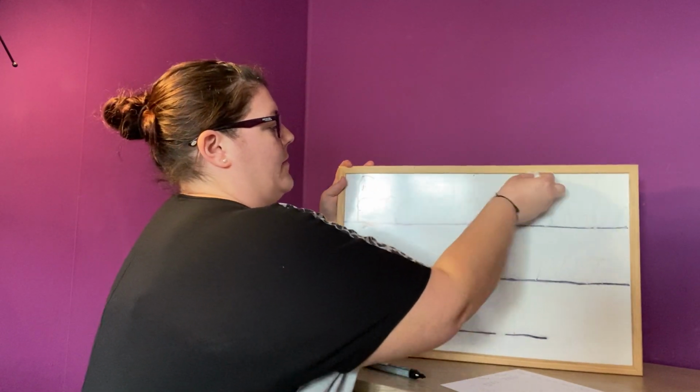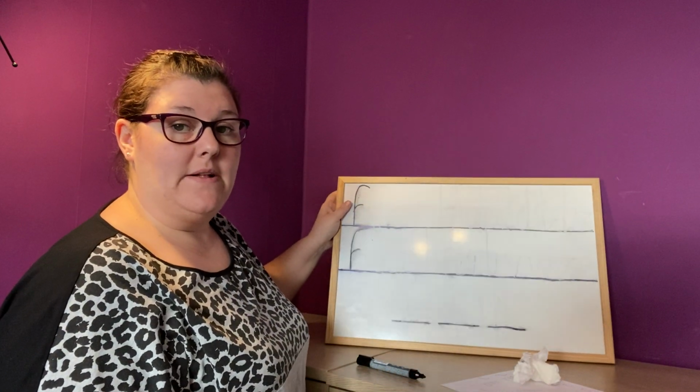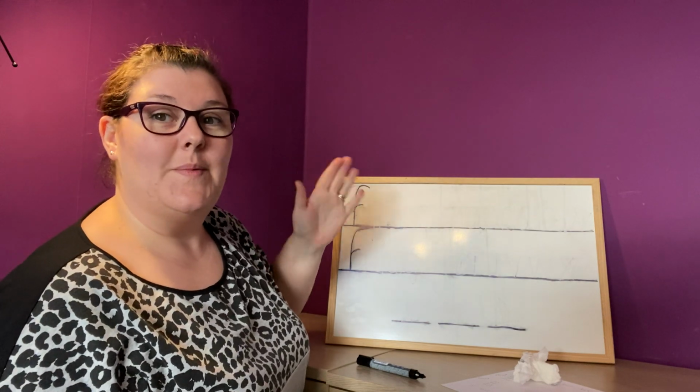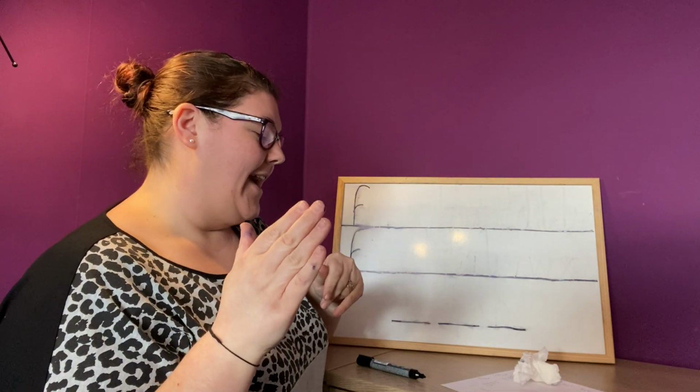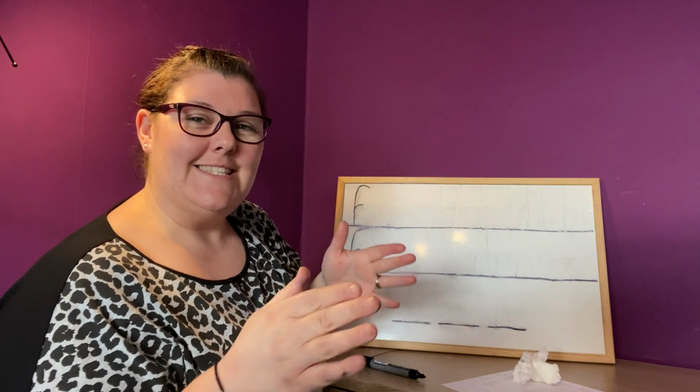Now, we're going to do some word building. So what do we need when we build our words? We need our robot arms, don't we? Okay, the first word is six. Six. Let's segment it together. Are you ready? S-i-x.